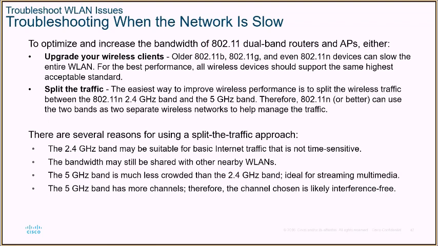So the easiest way to improve wireless performance is to split the wireless traffic between 802.11n on the 2.4 and the 5 gigahertz bands. Therefore, 802.11n or better can use the two bands as separate wireless networks to help manage the traffic.